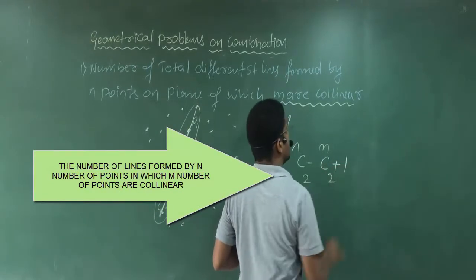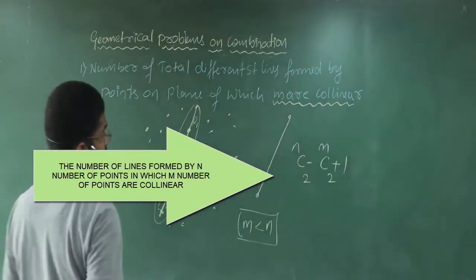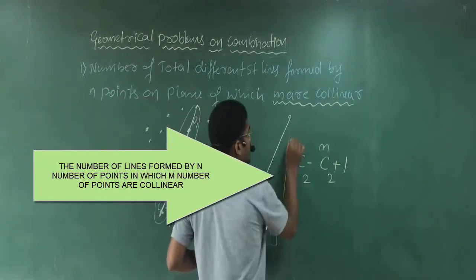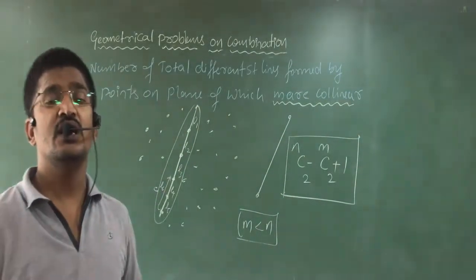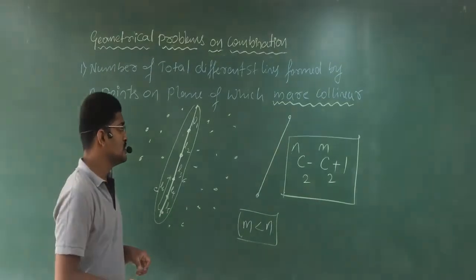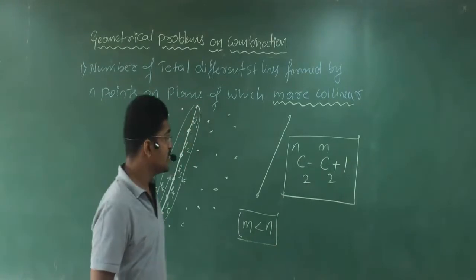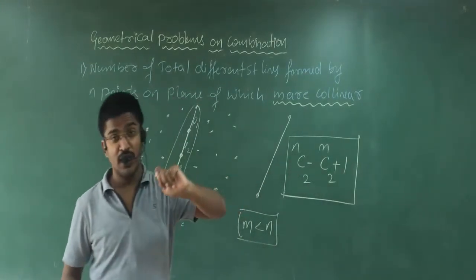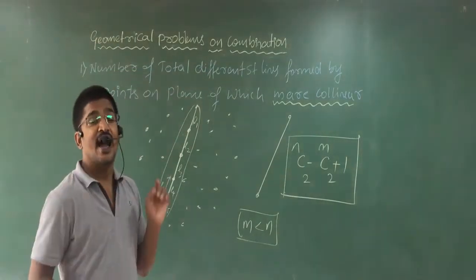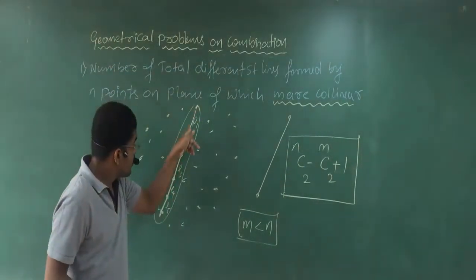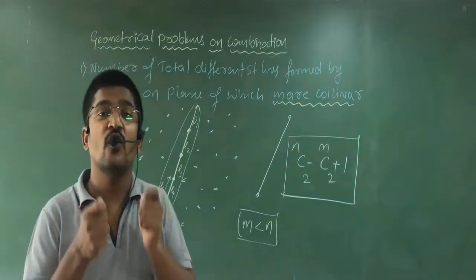So for that reason it will be NC2 minus MC2 plus 1. This is an important formula for your straight lines. Are you clear? From NC2 I cancel MC2, and I will add 1, because NC2 gives me the total number of lines formed by n points. From that I cancel the lines formed by these m points because those points are collinear.